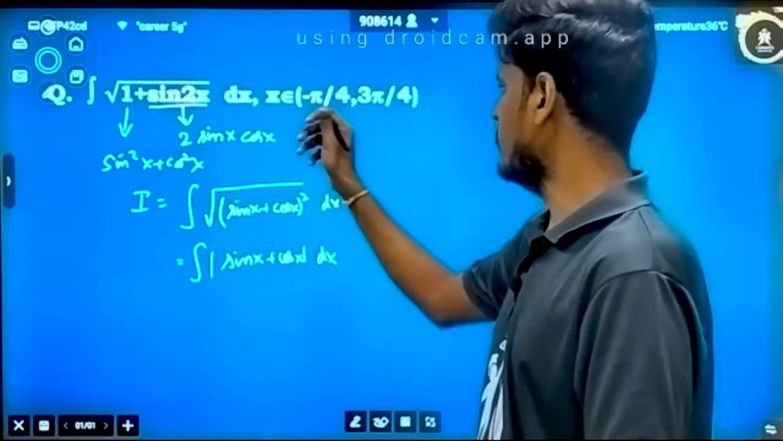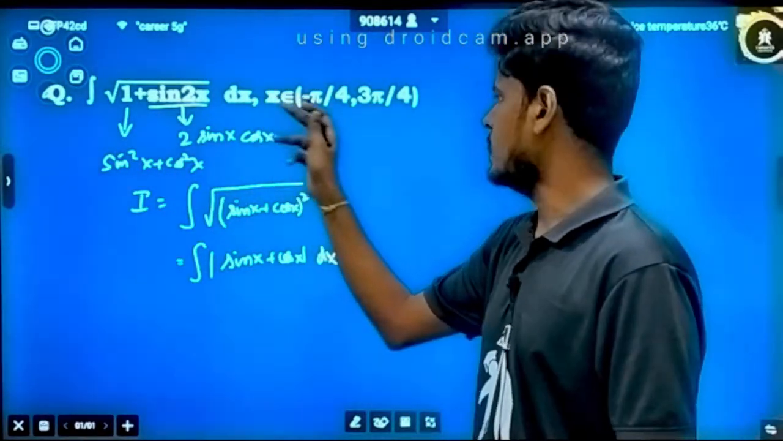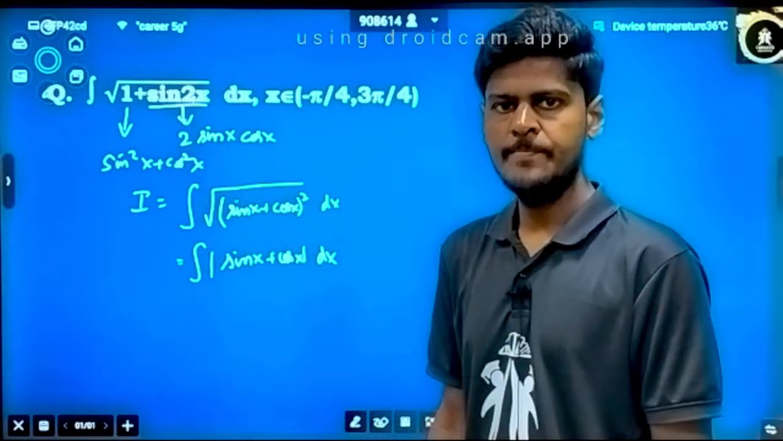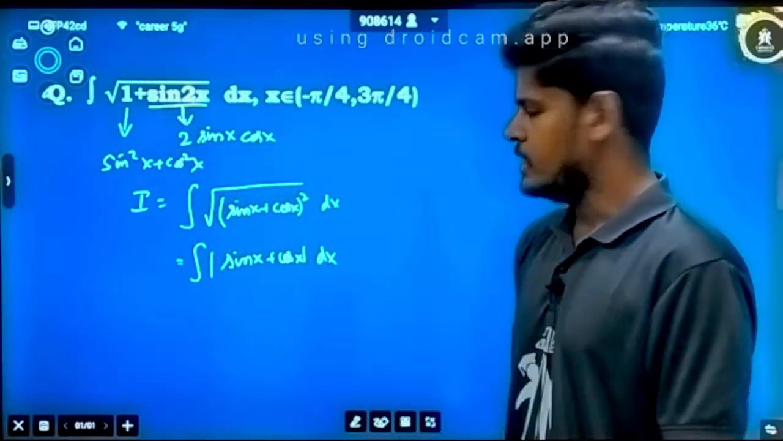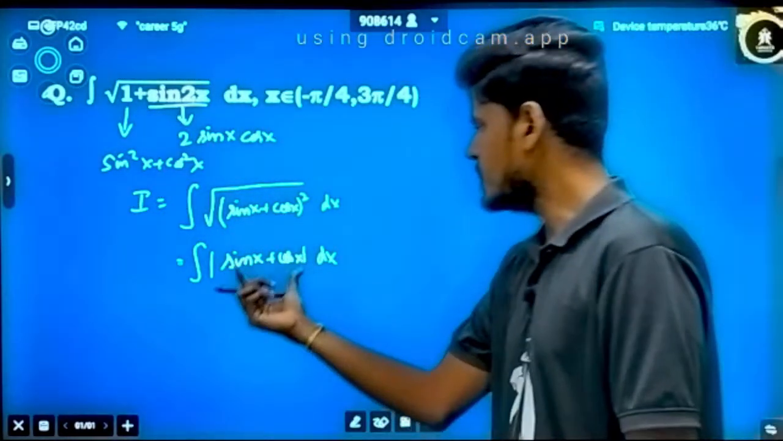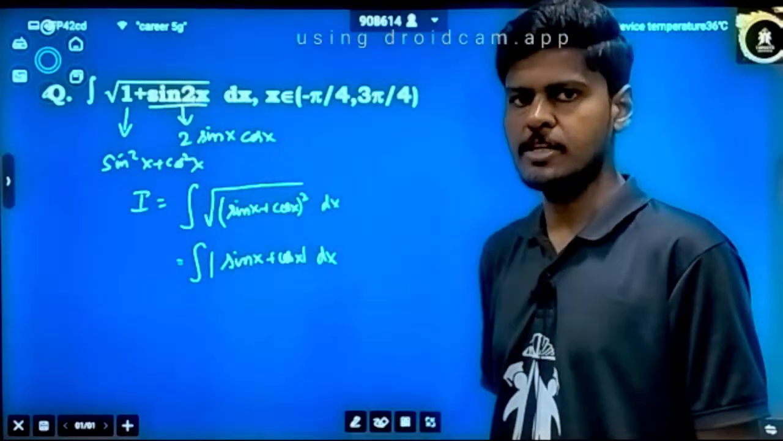We already have the integral given in the question. The interval for x is minus pi by 4 to 3 pi by 4. Now in this interval, see whether sin x plus cos x is positive or not. If it is positive, we will write it as it is. If it is negative, we will write minus of it.